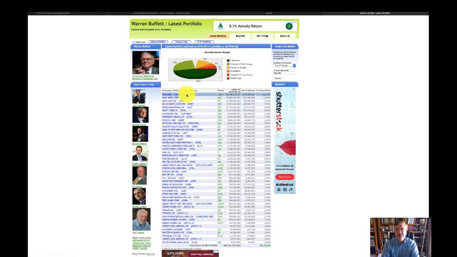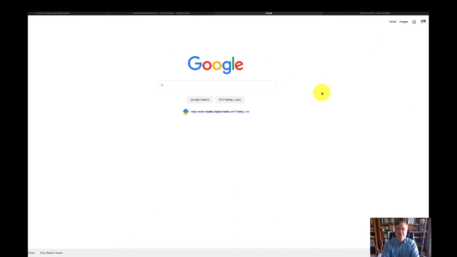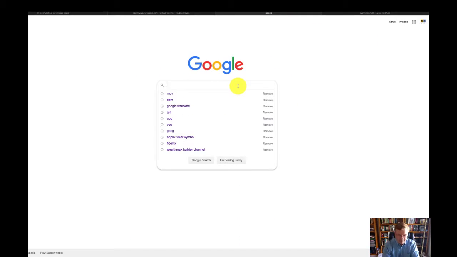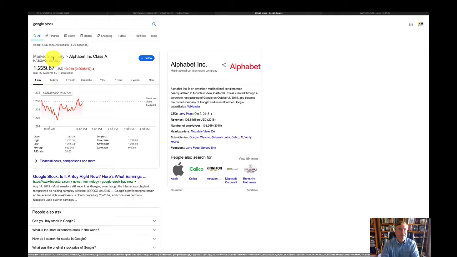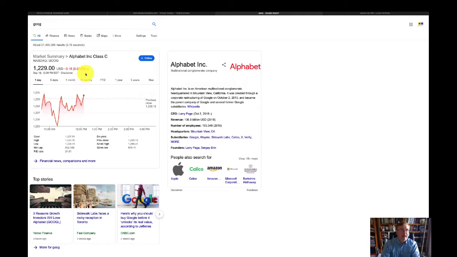But let's say you wanted to buy Google, which does not happen to be on the Warren Buffett list, and you were unsure about the ticker symbol. Well, you can type in Google stock here, and lo and behold, Google will provide this information for you about the company. So Google is currently trading at $1,229.87 a share. This is the Alphabet company, Google for short. This is the Class A shares. But if you just wanted regular Google, it would be GOOG, and that's trading for about $1,229 a share as well. The ticker is GOOG.